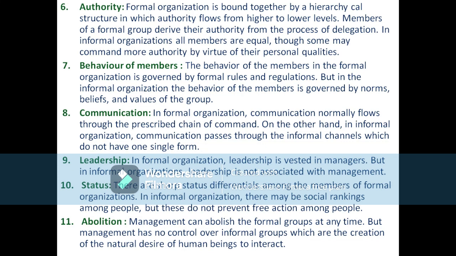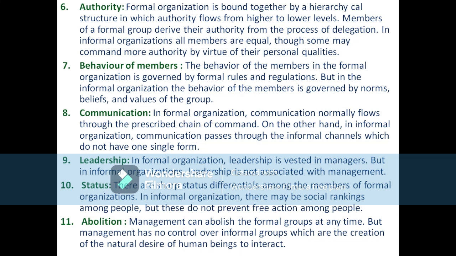But in informal organizations, communication passes through informal channels which do not have one single form. There will not be any single form. For example, in formal organizations, there will be a prescribed format like vertical communication, or horizontal communication, or else diagonal communication. But here there is no such prescribed type of communication. Here any member can communicate with any other member. So there is no single format for informal organization communication.